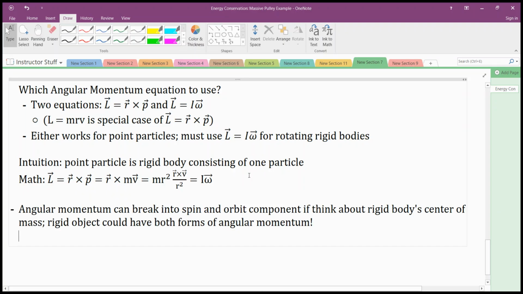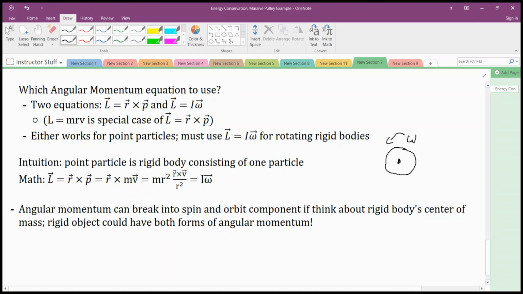It is also important to note, though, that for a rigid body, the angular momentum can be broken into a spin and an orbital component. And these components are going to correspond to both the r cross p and the I omega. So the way you can do it is, imagine we have a rigid body rotating about its center of mass, but at the same time, the center of mass is moving about another point. In that case, our rigid object is spinning about its center of mass, but at the same time, the center of mass is orbiting around another point.